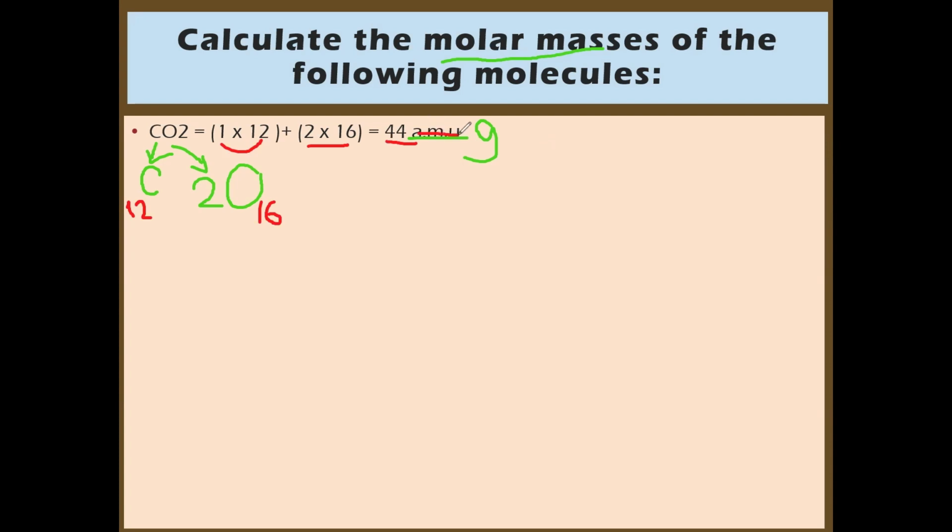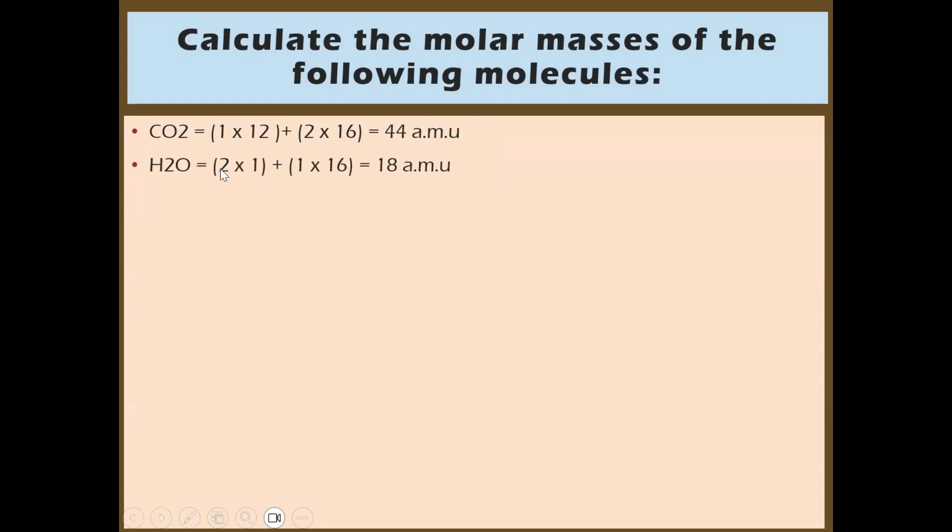Okay, this is a mistake. H2O, we calculated before: 2 H's and 1 oxygen. Then we multiply each number of atoms by the atomic mass of each atom. If we are calculating the molar mass, we write gram at the end. If we are calculating the molecular or the atomic mass, we use the atomic mass unit.